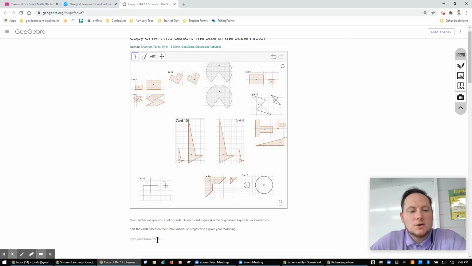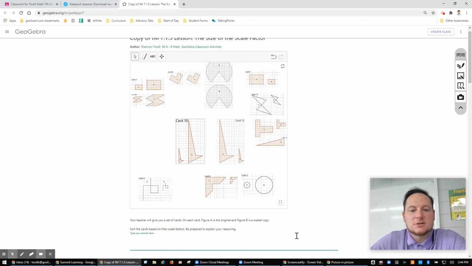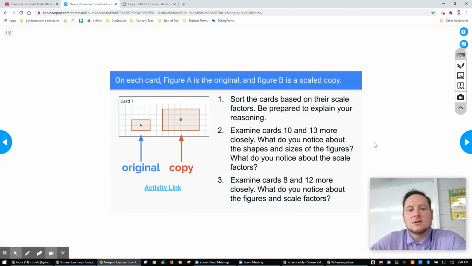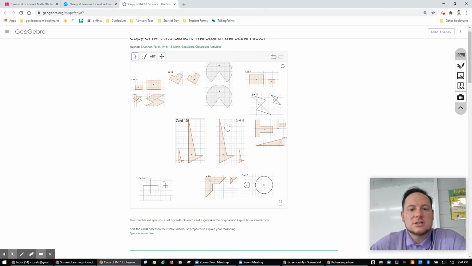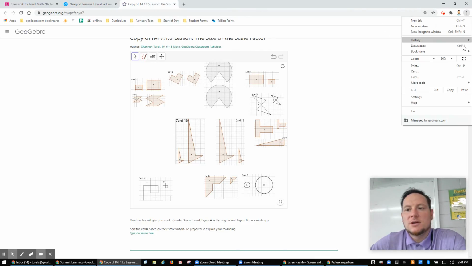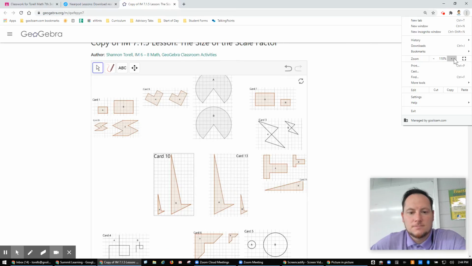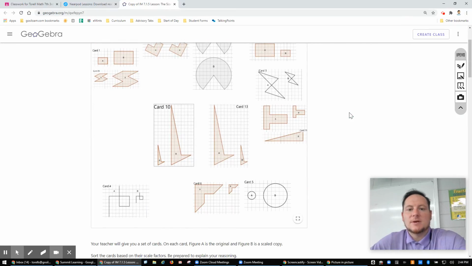Once you get done with that, go ahead and type down here and explain your answer: why did you sort them that way, and why did you put each one where you put it? All right. The next thing on there says, examine cards 10 and 13 more closely. What do you notice about the shapes and sizes of the figures? What did you notice about the scale factors? So 10 and 13 are going to be these two right here in the middle. I'll zoom in a little bit so everybody can see them better. What do you notice about these two?